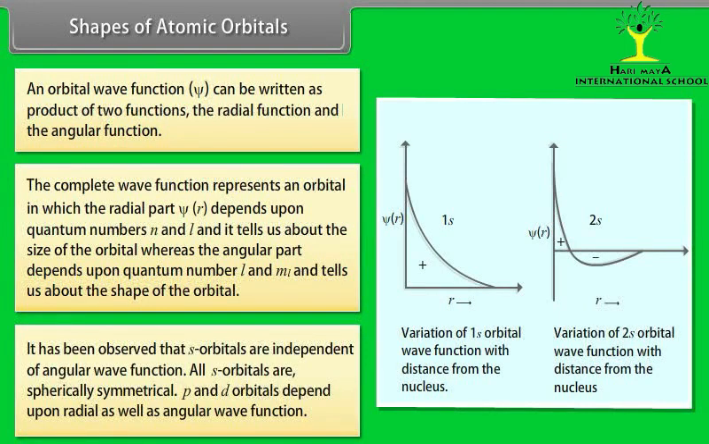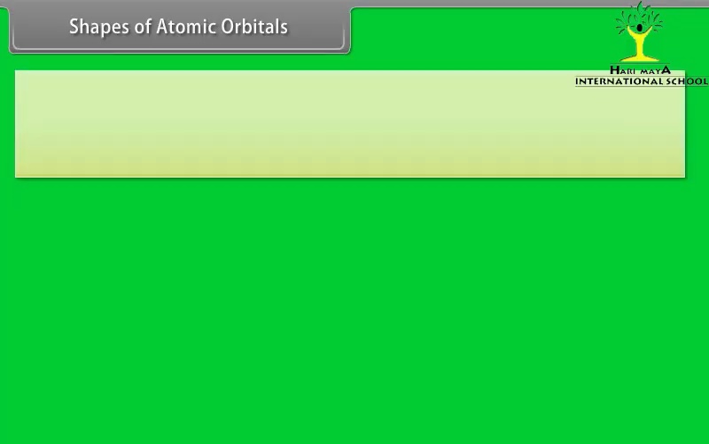It has been observed that s orbitals are independent of the angular wave function. All s orbitals are spherically symmetrical. P and d orbitals depend upon the radial as well as the angular wave function. Shapes of atomic orbitals.